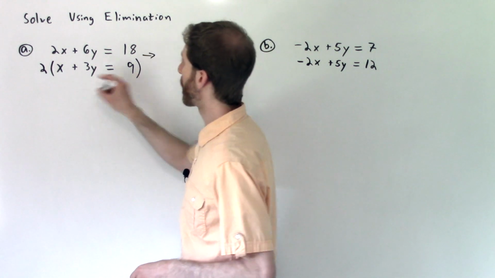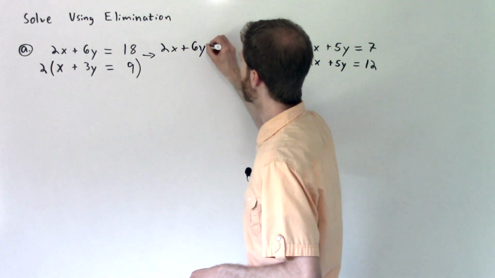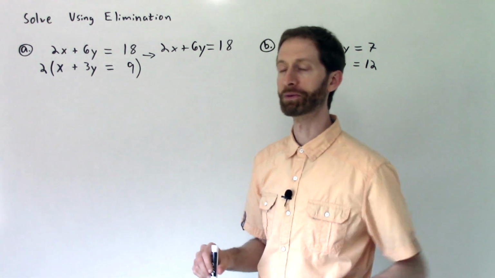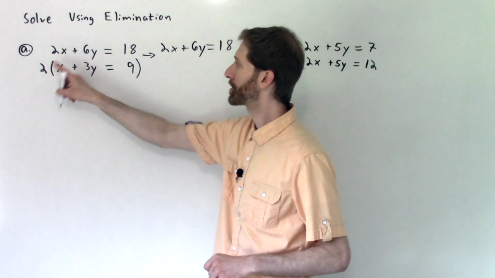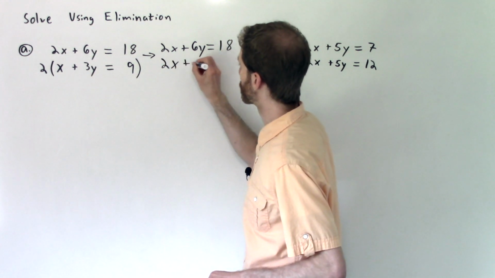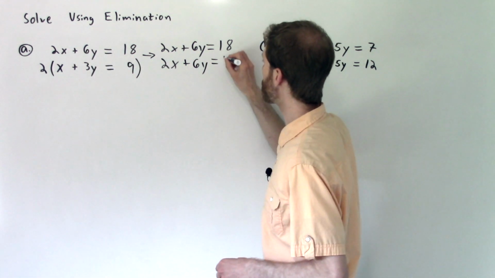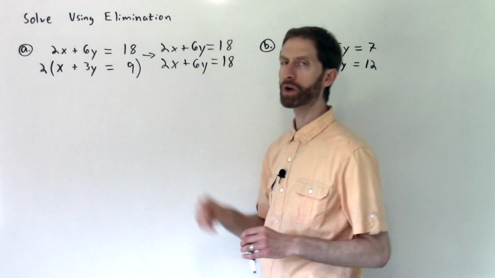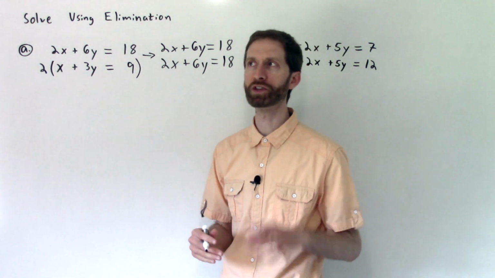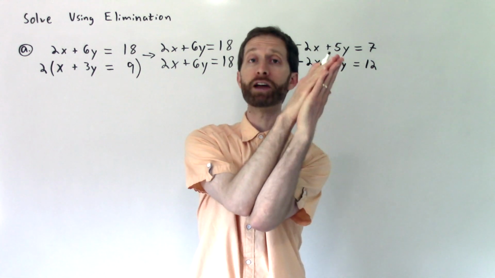And so now from here, I get 2x plus 6y equals 18, just copying the top equation. You're basically a copy machine. 2 times x is 2x, 2 times 3y is 6y, and 2 times 9 is 18. And what you might notice here is both equations are the same exact equation. So if you notice this, you might stop at this point and say, wait a second, each of these represents the same exact line. So it's the same line right on top of each other.